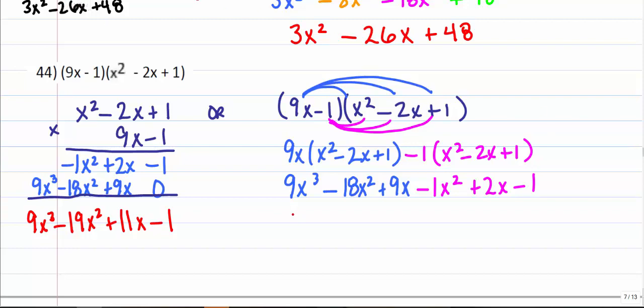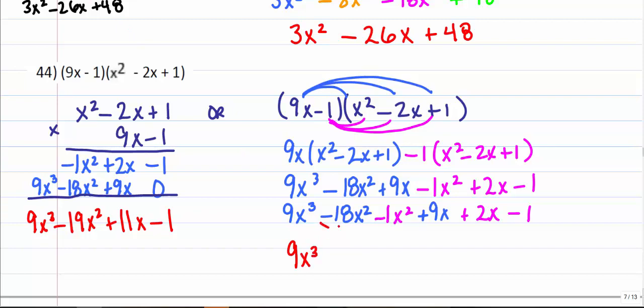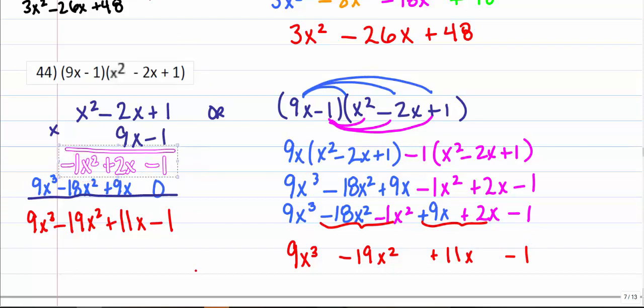And then notice that I have some like terms, right? I've got the minus 1x squared and the plus 9x, which I'm going to switch around here, which is totally legitimate. Because now I can combine. So I've got 9x cubed. And right there, I've got my minus 19x squared. Here I've got my plus 11x, and then minus 1. Also want you to notice over here that it's the same thing I got in pink and blue right there. So same thing, just a different way of setting up.